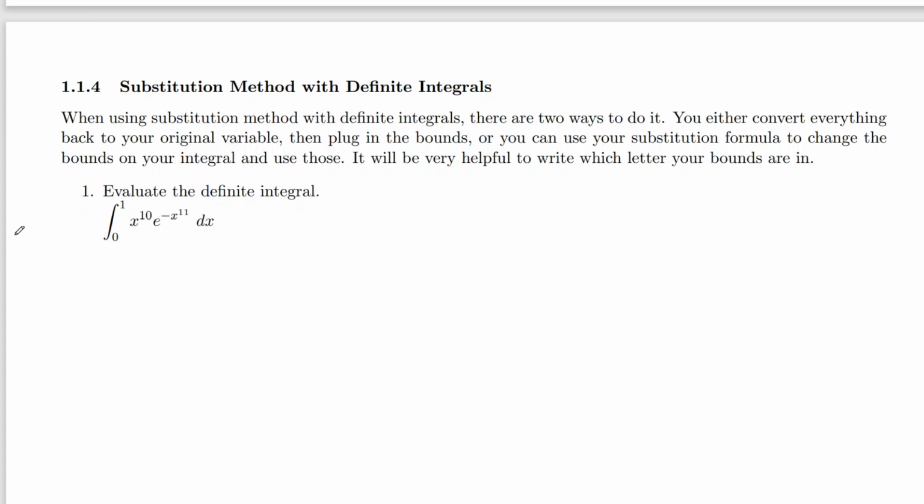Welcome back, everyone. In this video, we'll be going over the rest of the substitution method section. And in this video, we'll focus on substitution method with definite integrals. All right, so when you use substitution method with definite integrals, it's mainly the same steps because you're going to have to go through and do the same substitution. The question is how you plug in the numbers here.